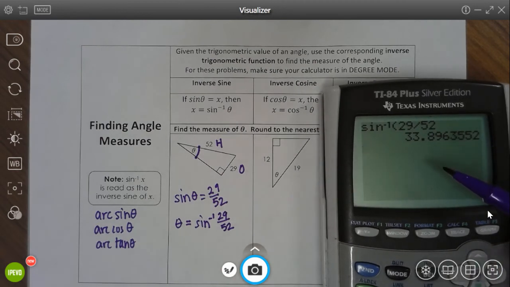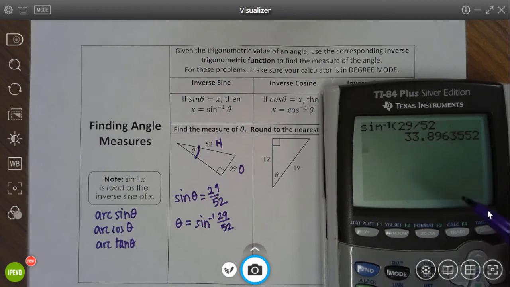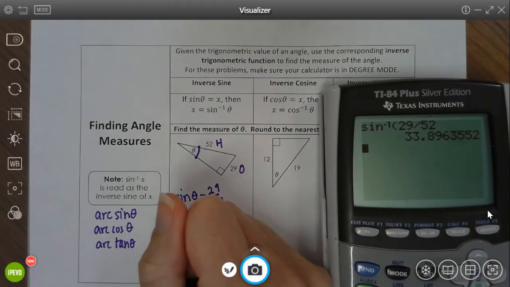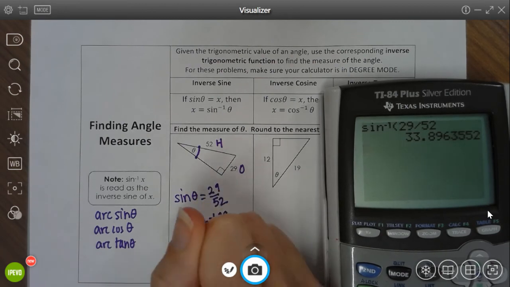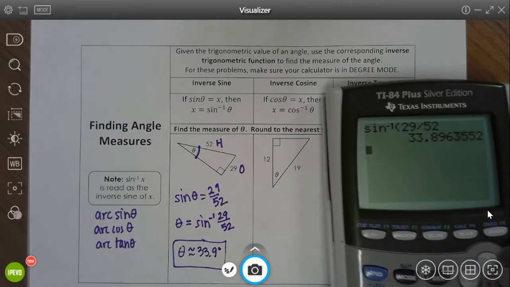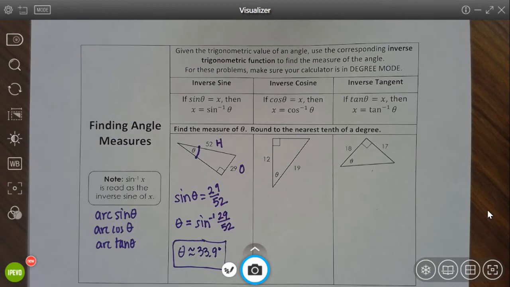Now you're going to notice again the directions say round to the nearest tenth of a degree. So I'm going to always make sure I look at that second value, and if this is 5 or higher, I'm going to round up. So for this angle, we're going to say 33.9. So theta is about 33.9 degrees. And that's basically all we have to do.